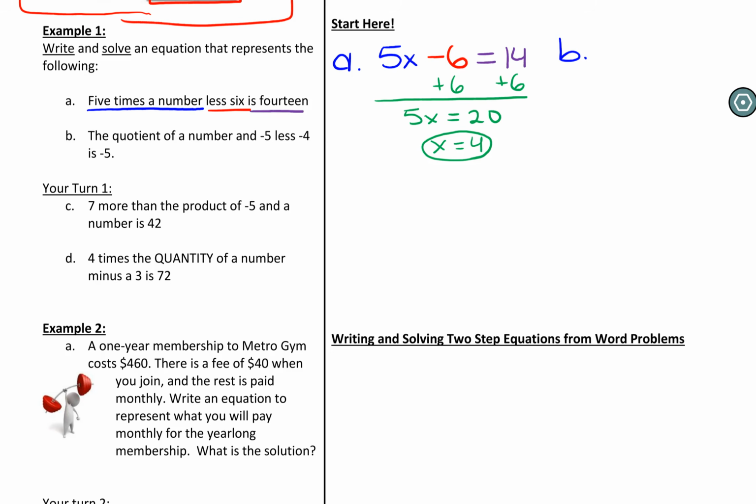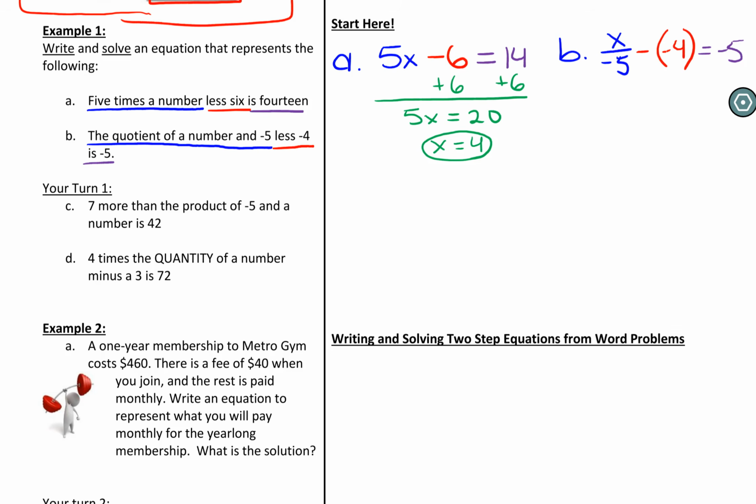In B, we have the quotient of a number and -5 less -4 is -5. So let's look at our variable term first. We have the quotient of a number and -5. So I can write that as the quotient of x and -5. Make sure you're writing that in order. Less -4, so we're subtracting -4, is -5, so equals -5. So x divided by -5 minus -4 equals -5.